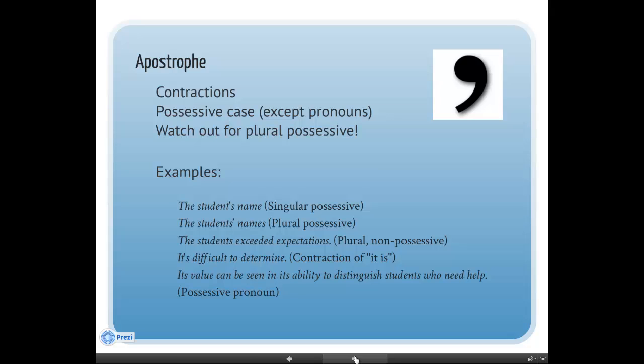Examples. The student's name, singular possessive case, refers first to a single student. The students' names, plural possessive case, refers to multiple students. The students exceeded expectations, plural non-possessive, refers to multiple students. It's difficult to determine, contraction of "it is." Its value can be seen in its ability to distinguish students who need help, possessive pronoun.